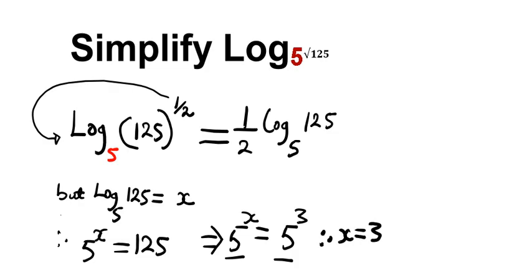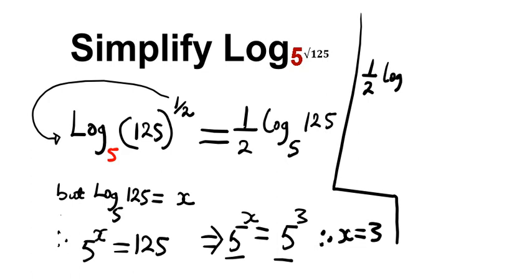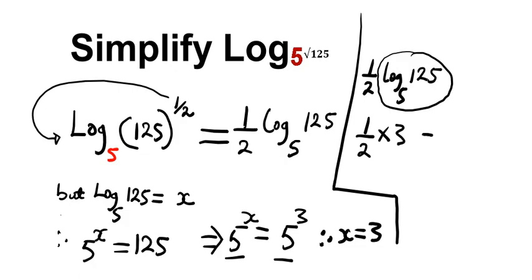Then let's now come back to our equation. So we have 1 over 2 log to base 5 of 125. Here we are going to replace log 125 to base 5 with 3. So we now have 1 over 2 multiplied by 3, which will give you 3 over 2. So this becomes your final answer.